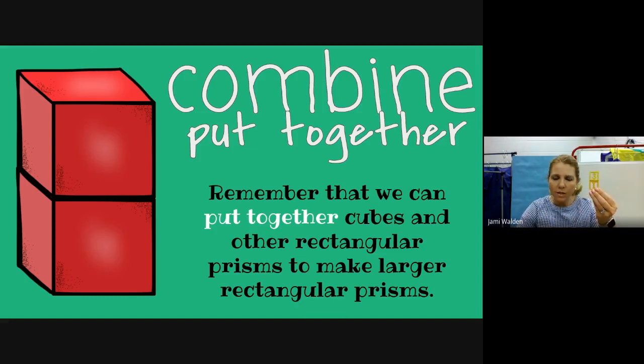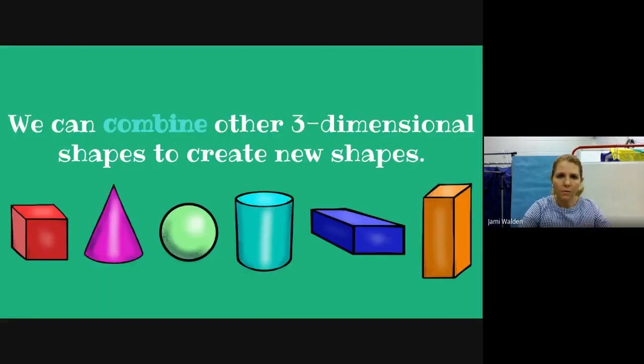What makes it a rectangular prism? The faces are now rectangles and not squares. Take them apart and I have two cubes. Combine them or put them together and I have a rectangular prism. Think about other shapes that we could combine. One of these shapes is hard to combine with anything. Which one do you think would be hard to combine with any other shape?